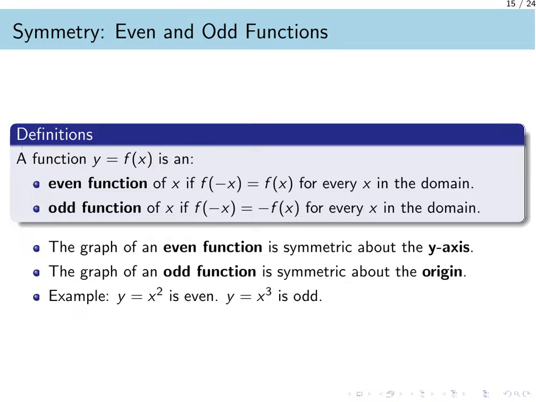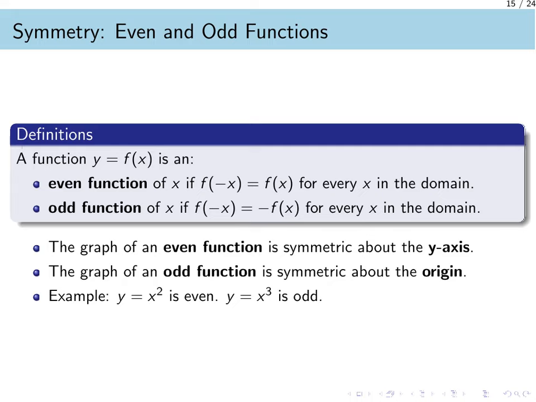We can classify functions as even or odd based on their symmetry, which gives us a powerful shortcut for understanding their graphs. A function is called an even function if plugging in a negative input value gives you the exact same result as the positive input, so f of negative x equals f of x. This property means its graph is perfectly symmetric about the vertical y-axis, like a mirror image. For example, the function y equals x squared is an even function.